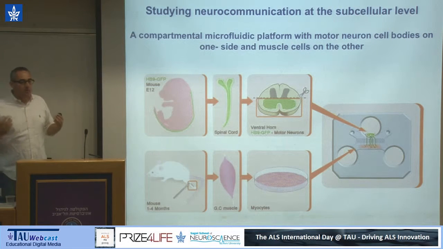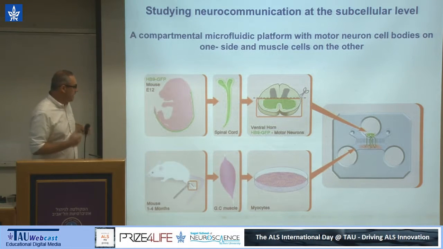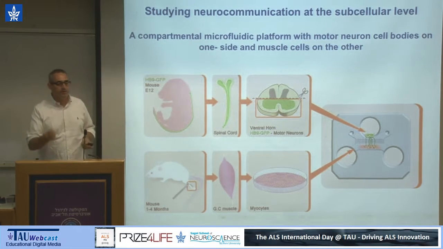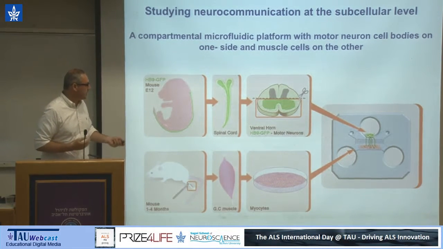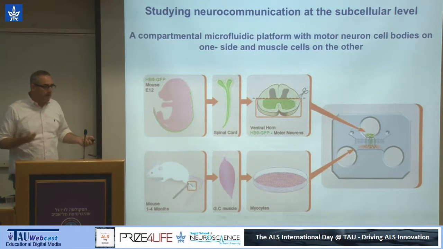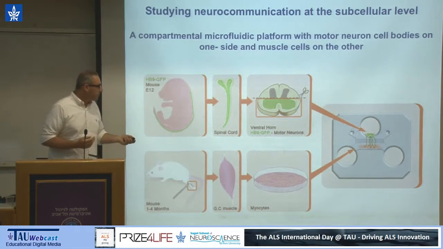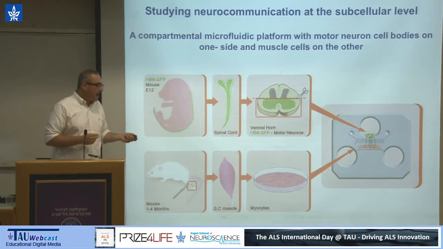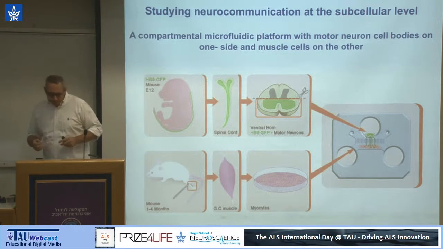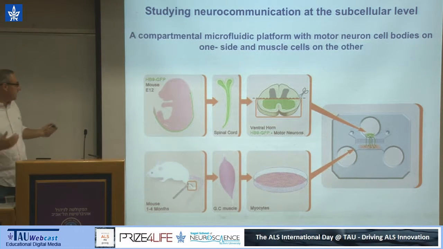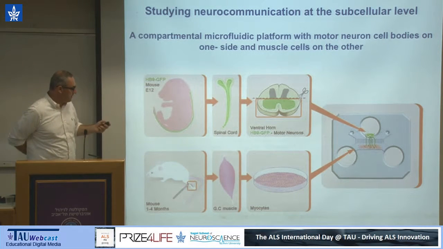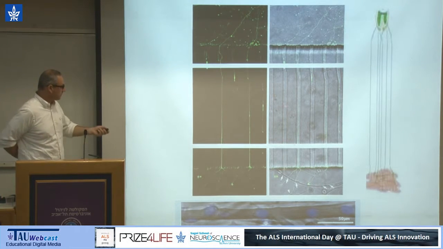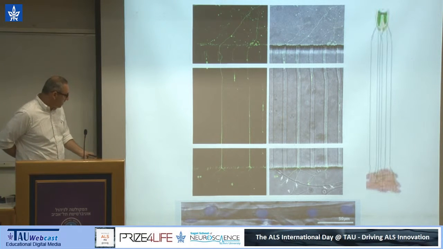In order to study this type of neurocommunication, we decided to create a novel platform and to grow both motor neurons and muscle cells in microfluidic silicon chips. We have a silicon chip where we can put motor neurons on one side of the compartmental chamber, you can see them here in green, and muscle cells on the other side. The motor neurons grow their axons towards the muscles to form a neuromuscular junction, and then we can study these mechanisms of neurocommunication. This is how it looks. You can see the green neurons passing through the chip grooves where they meet a muscle cell.